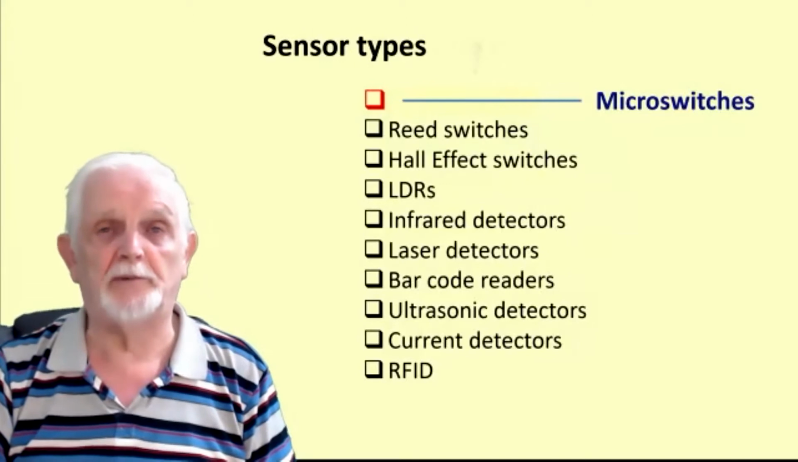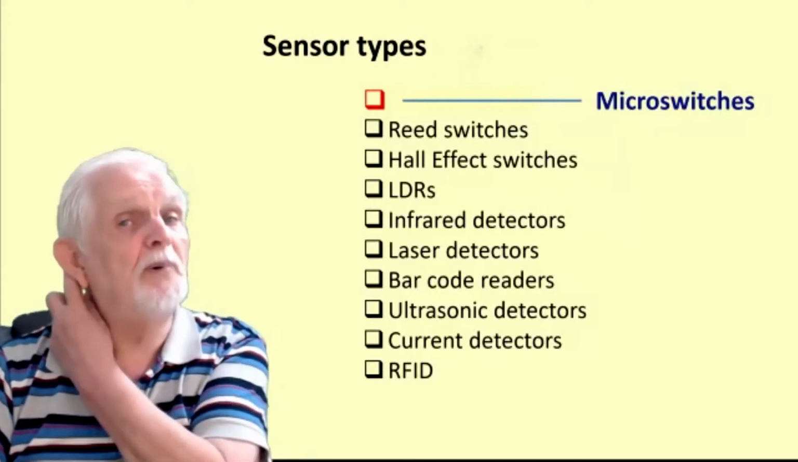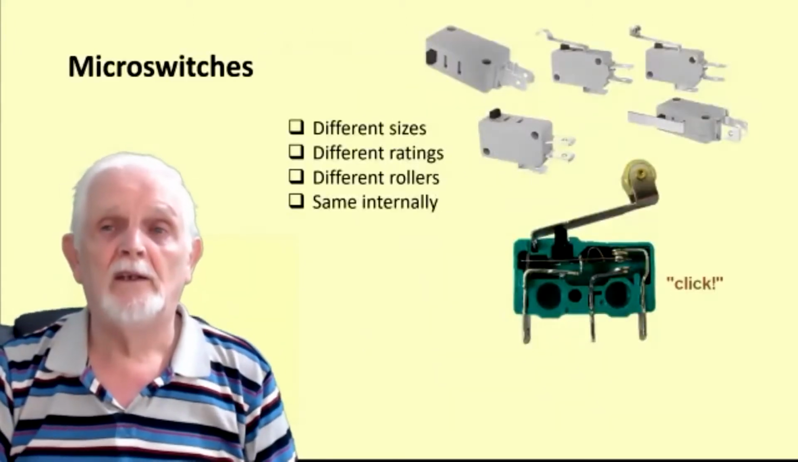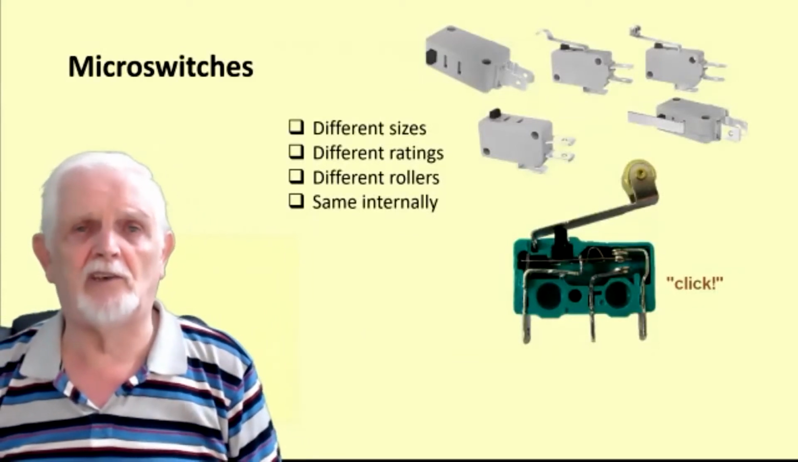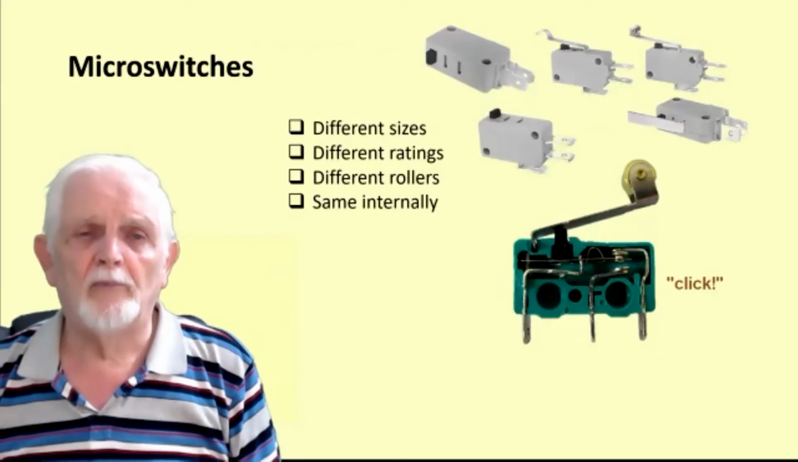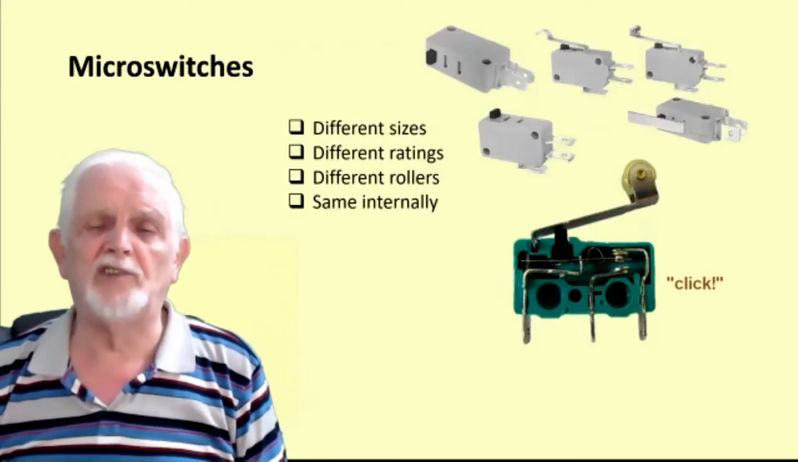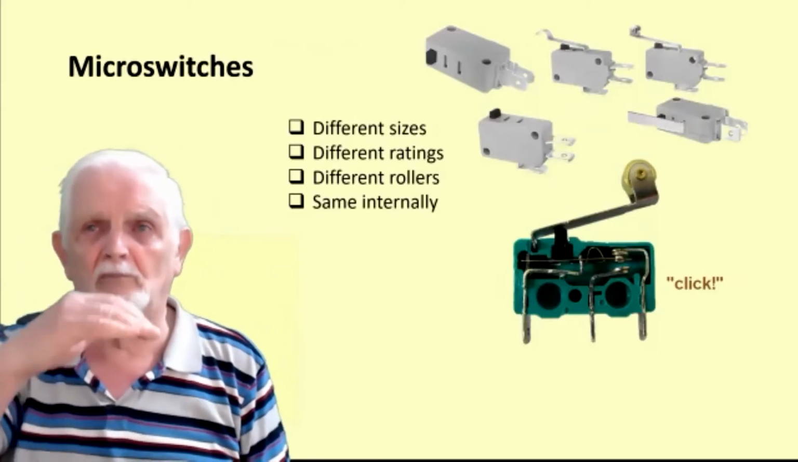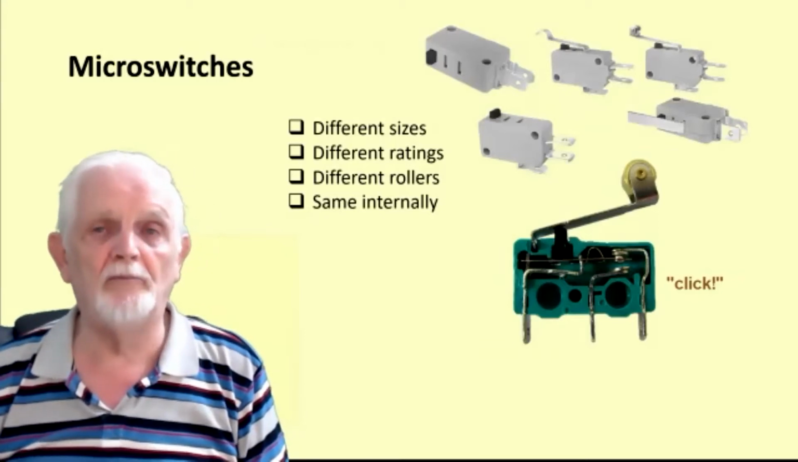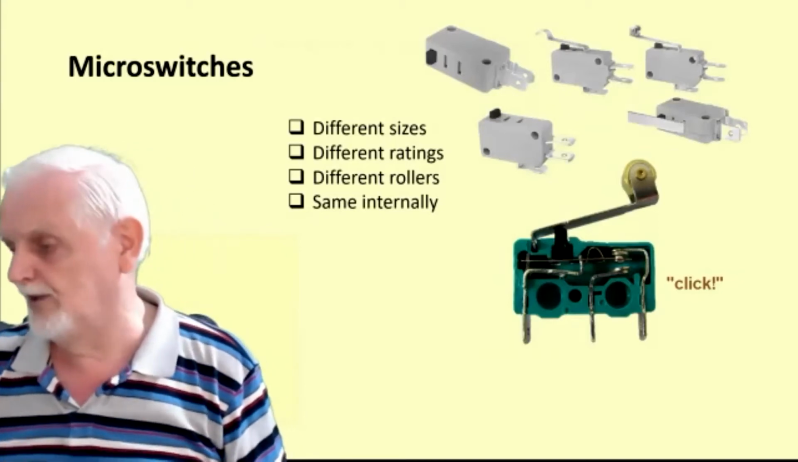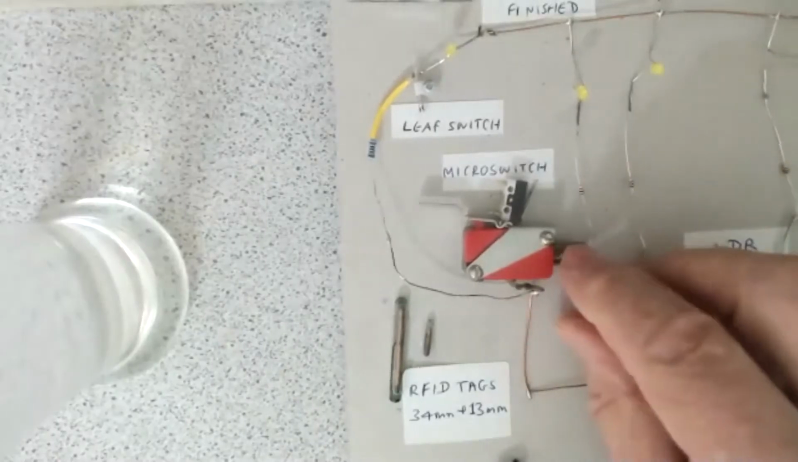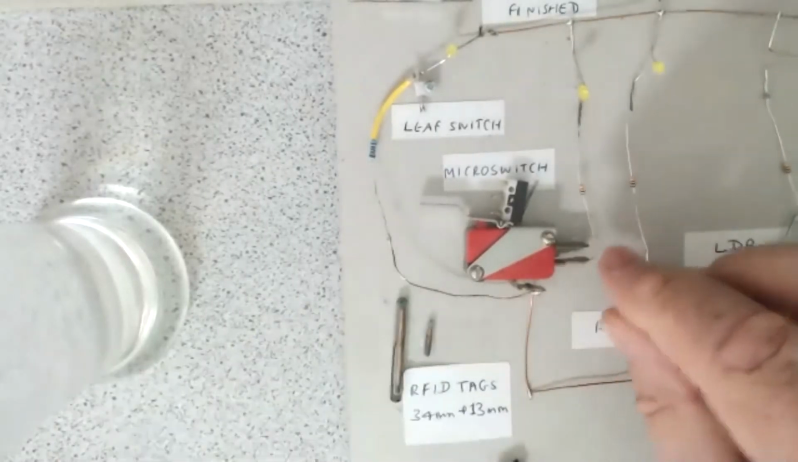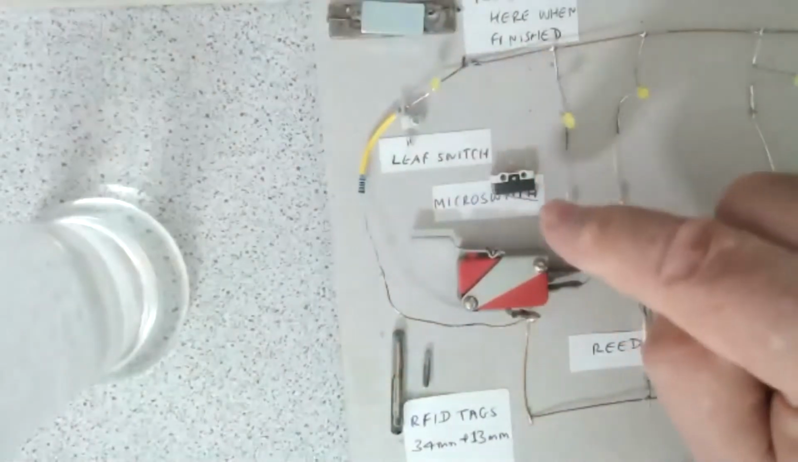Micro switches. They sound so simple and so useful. As it shows there, they come in a whole range of different sizes, different current ratings, different rollers at the top. You'll see some are pure levers, some are humped, some have actually got rollers on them. They're all the same internally. Let's see if you can see one. So that's a typical micro switch. As you can see, they do come in much smaller sizes.